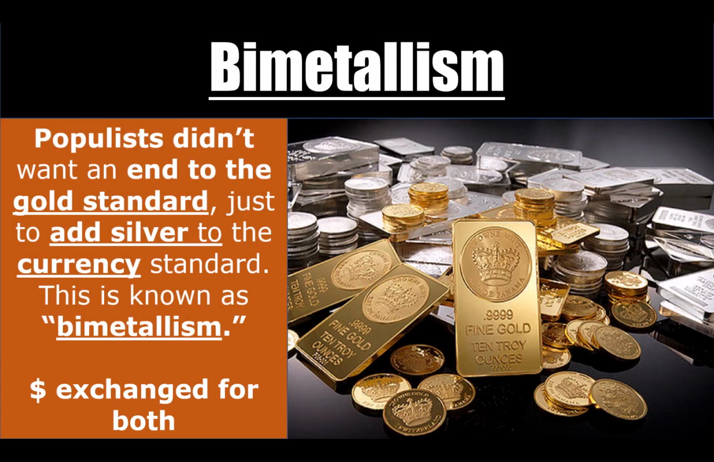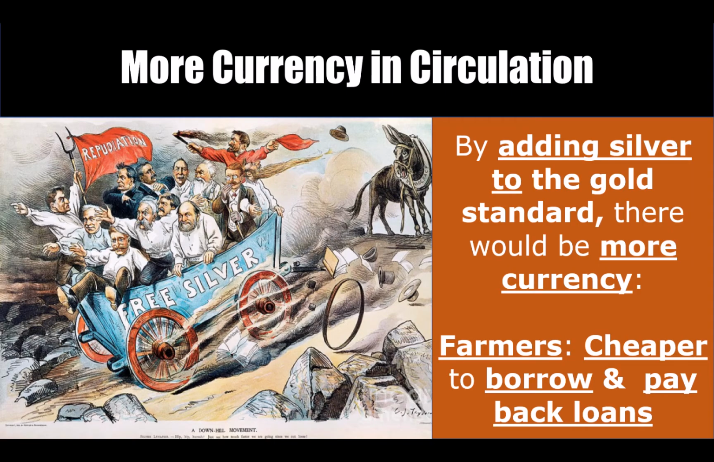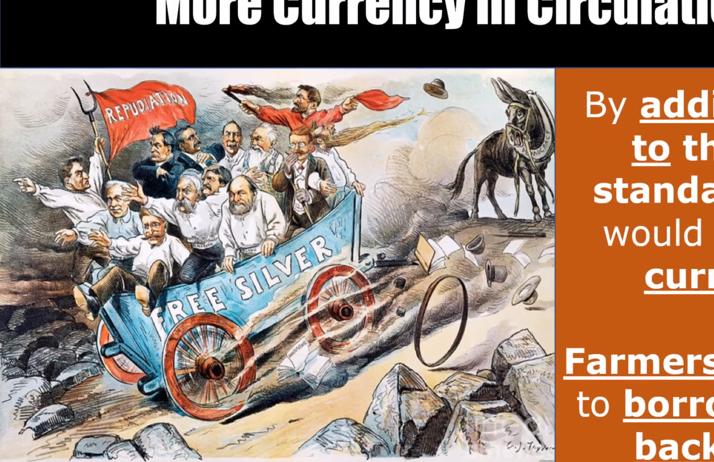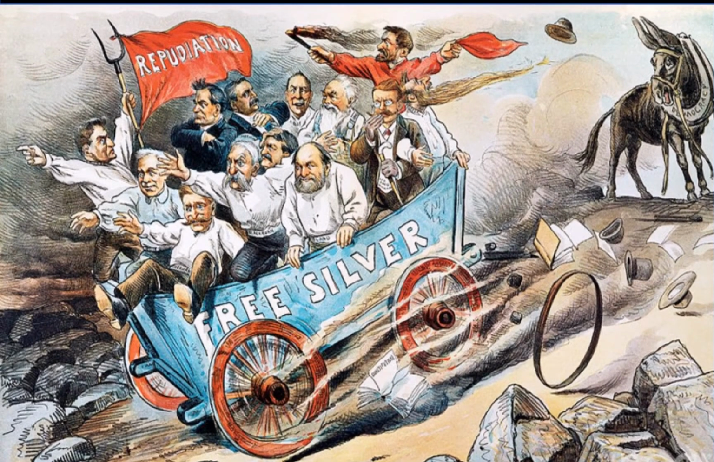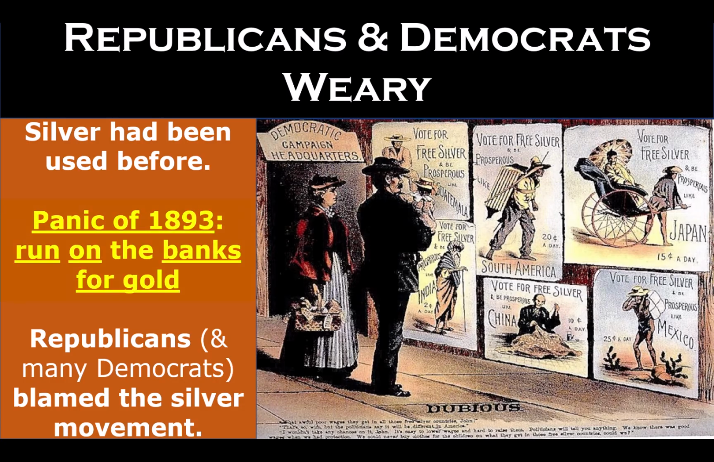Again, gold was in short supply. Adding silver, they hoped, would provide cheap money for farmers to pay back their loans and invest in their farms. Hence the expression free silver. However, as this cartoon shows, not everyone was on board with this idea. In the Panic of 1893, in which people run on banks withdrawing gold and bringing down the economy for a while, many blamed the free silver movement for causing the panic, and both Republicans and many Democrats campaigned against it.